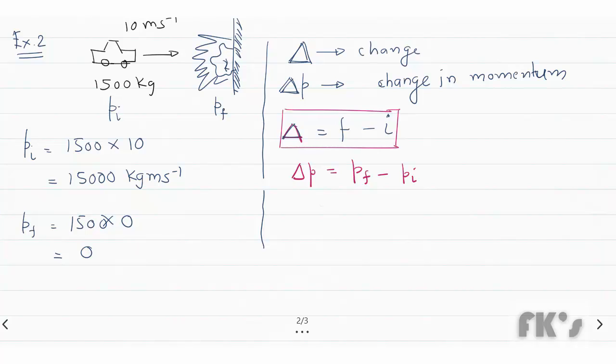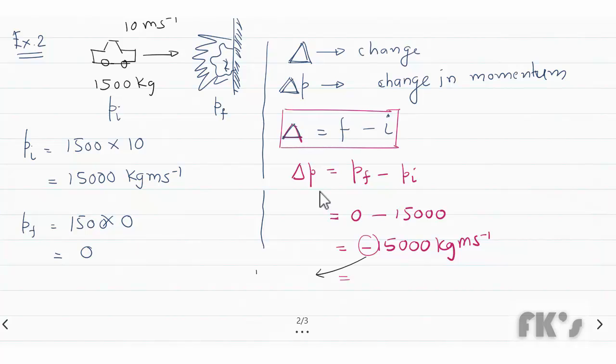Let's take an example of this car. Let's calculate the change in momentum of this particular car. I'm going to substitute those values here. Pf I calculated to be 0, and Pi is 15,000. So the value would be negative 15,000 kilogram meter per second.